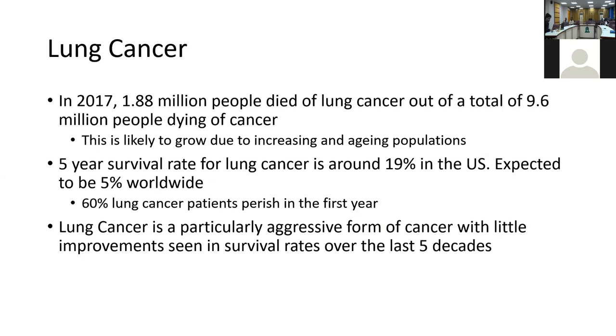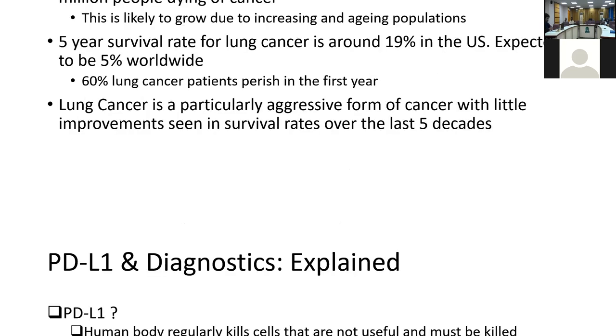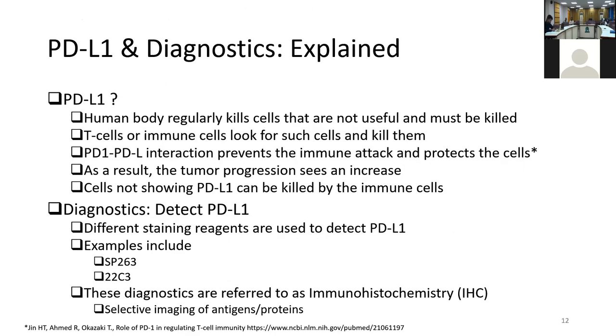And survival rates have not actually improved in the last 5 decades. It's been the same. So there's something probably we are doing wrong. There's nothing in our life that we do the same as we used to do five decades ago. So what do we do? Something new on the block is what we call immunotherapy or immunohistochemistry. And the field of data that deals with that in terms of lung cancer is called PD-L1 diagnostic.